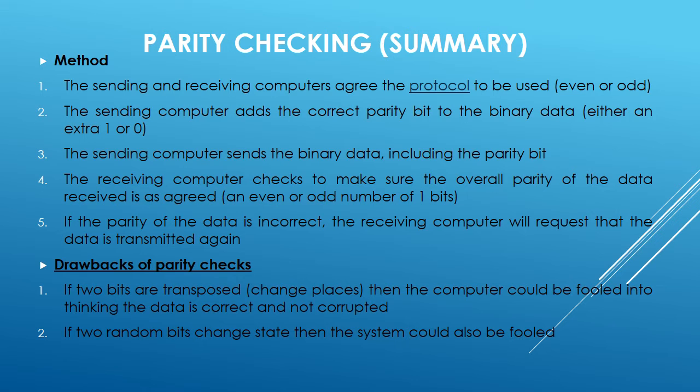This is how, when a bit is flipped, the error can be detected. But there is a drawback of parity check. If two bits are transposed, they change their places, then the computer could be fooled into thinking the data is correct and not corrupted. If two random bits change state, then the system could also be fooled.